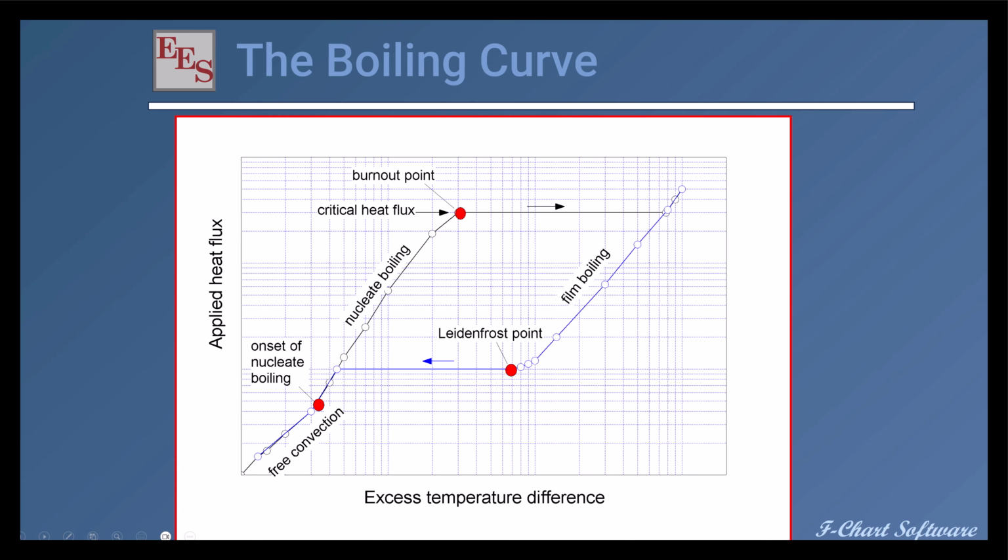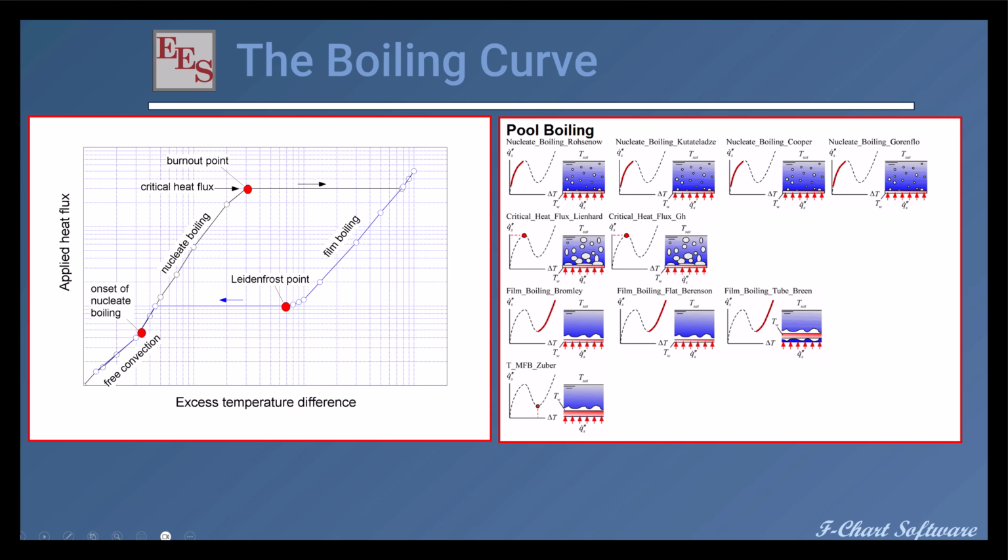So this is the boiling curve, and we would like to generate the boiling curve using these different functions. So if you look at the functions, you can see that they each pertain to different parts of the boiling curve. So these four functions at the top, these are all the nucleate boiling curve. They're different correlations, but they're supposed to represent this part of the curve here, from the onset of nucleate boiling to the critical heat flux.